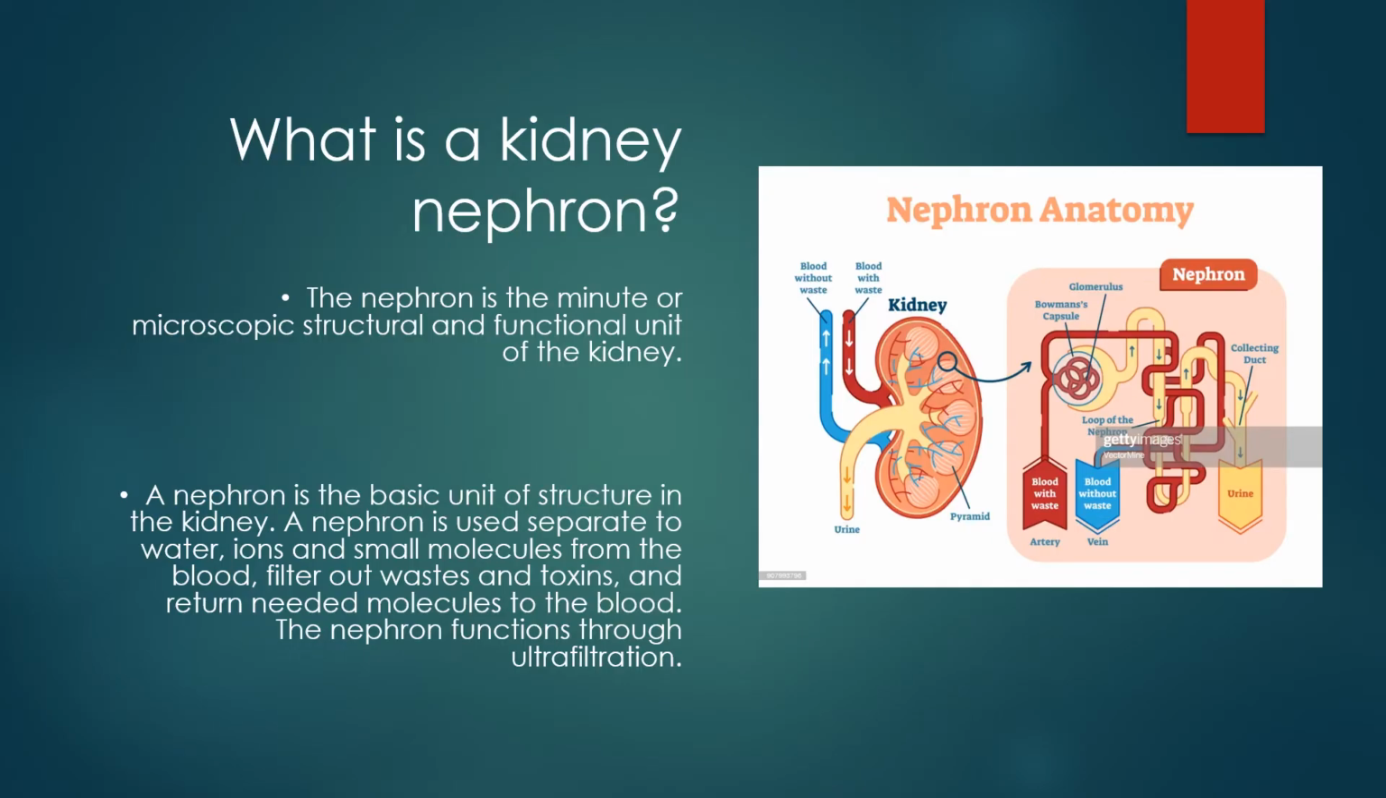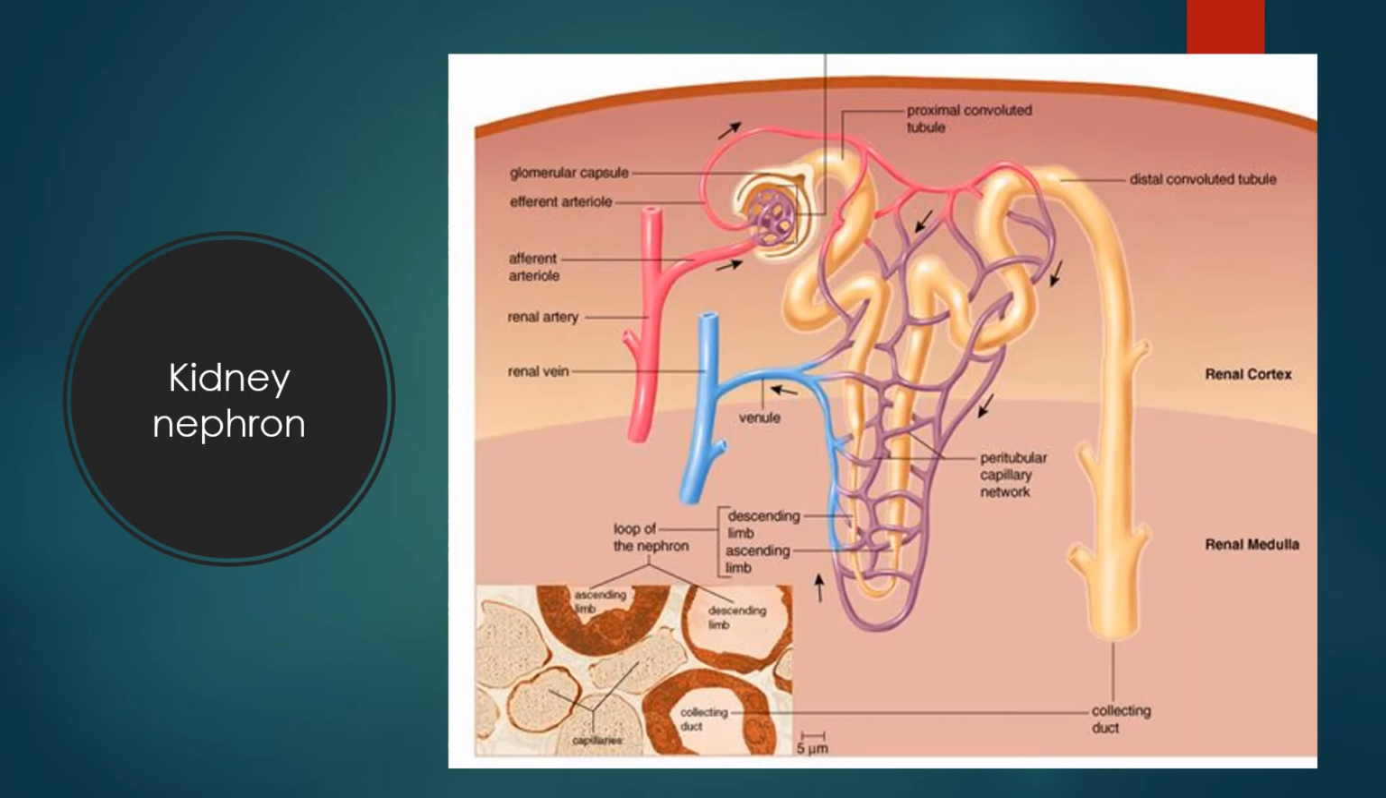So the nephron is the minute or microscopic structural and functional unit of the kidney. A nephron is used to separate water, ions, and small molecules from the blood. Here is a quick diagram of the kidney nephron. It does look a little bit phallic in its looks.